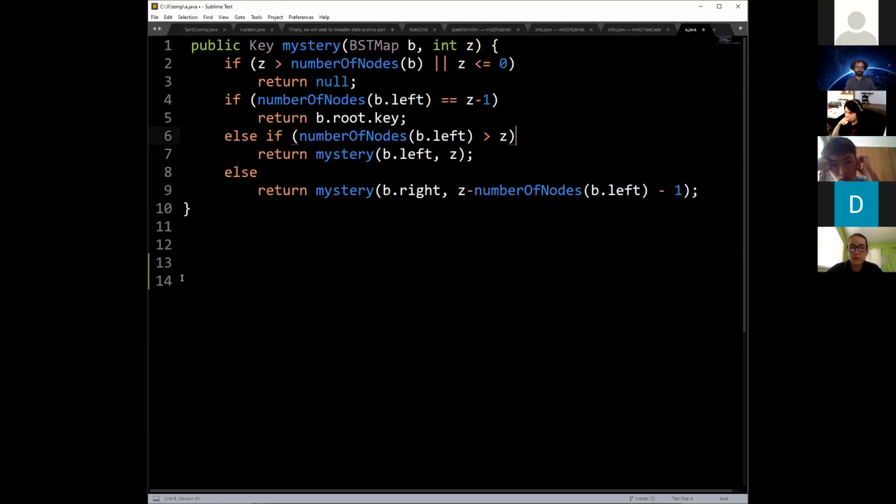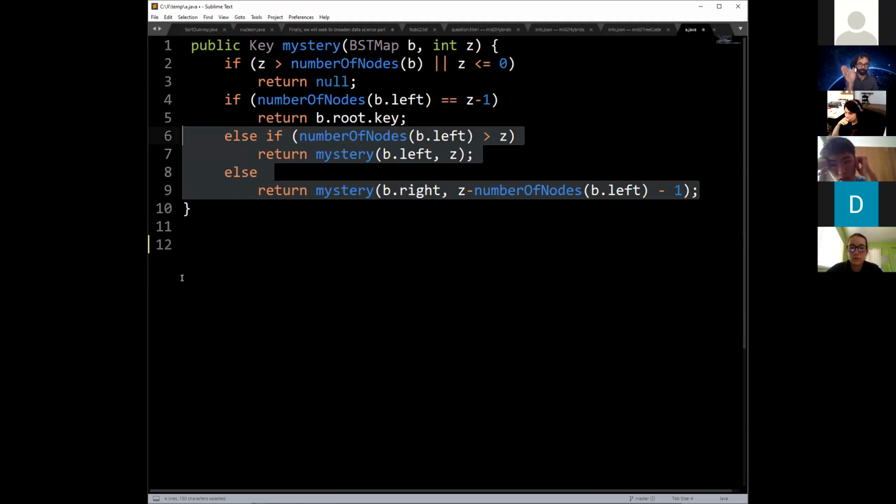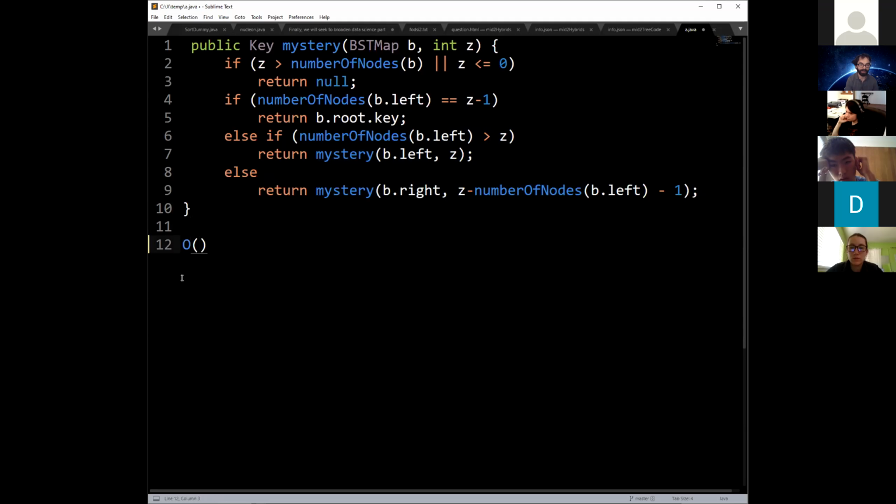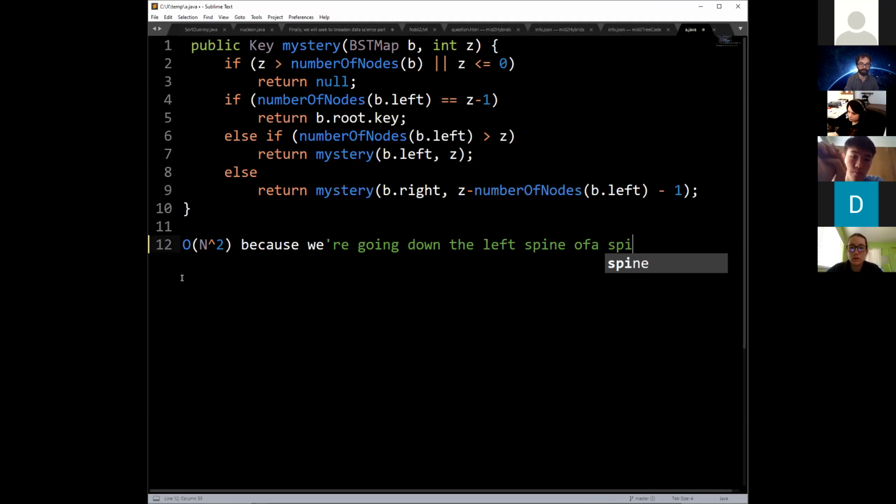So I think that the takeaway for me, if I had to guess, thinking back to when this problem may have been written, the goal was not to understand what mystery did, or even to really understand what Z works or how it works. It's to make that observation exactly as you did, that really what matters is the fact that in the worst case, you're going to be going down the left spine of a spindly tree or the right spine of a spindly tree that goes down to the right. So I think it's fair to say that it's big O of n squared, because we're going down the left spine of a spindly tree.